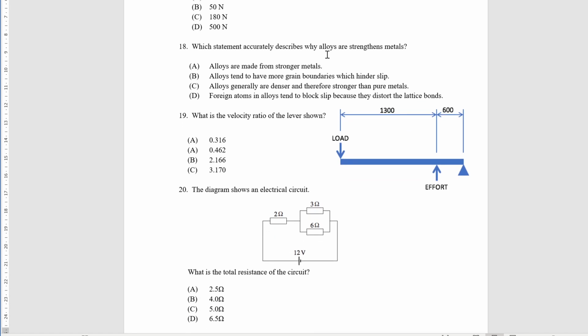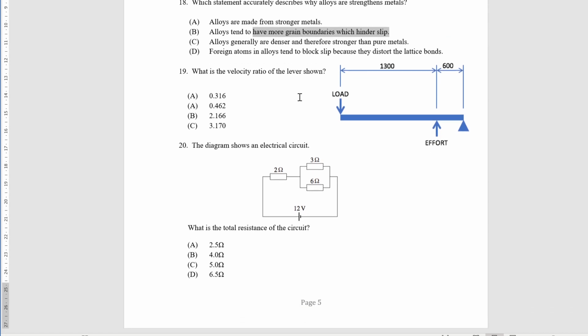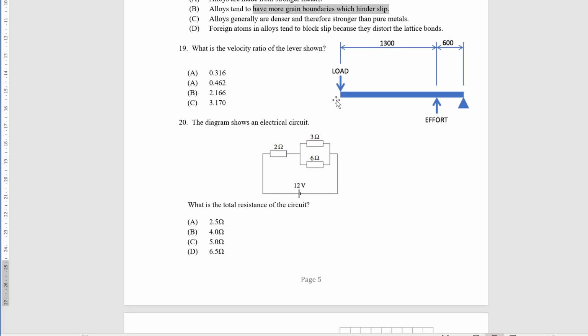Okay, which statement accurately describes what alloys strengthen metals? I do like these questions. Let's have a look. Foreign atoms tend to block a slip because they distort lattice bonds. Yeah, that'll do. Yep. More grain boundaries is why work hardening works. Yeah.